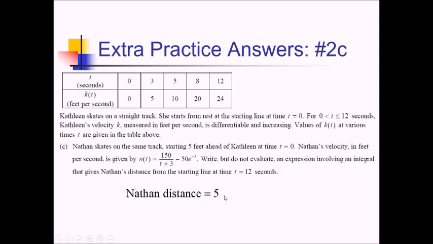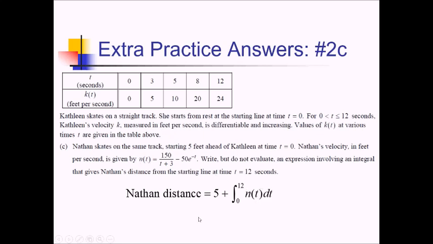Now to figure out how much his position changed, I have to take his change in position, which is his velocity here, and integrate that over the interval from 0 to 12. That'll give me his total change in position if I integrate the rate of change. So I'm going to add the integral from 0 to 12 of n of t dt, and that's all I need for this one.